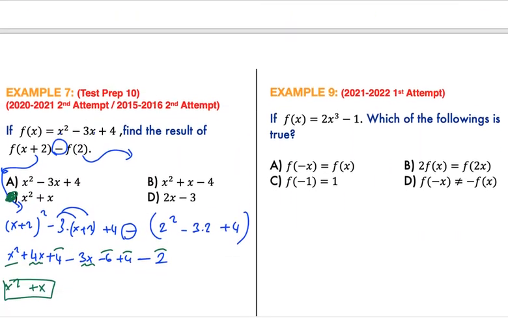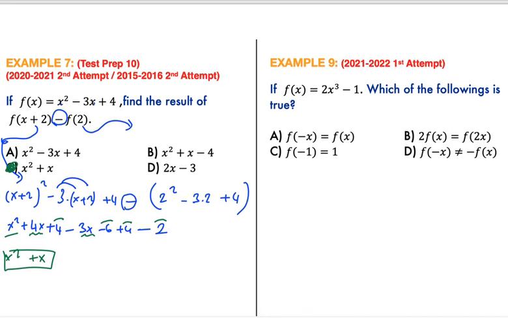Finally, another ministry question. Which of the following is true? For this kind of question, we try options one by one. First option, f of minus x equals f of x. We can solve it by evaluating the function. You can replace your x with negative x and check if the result is same as the given. Or, you know what this means. f of minus x equals f of x means the function is even.